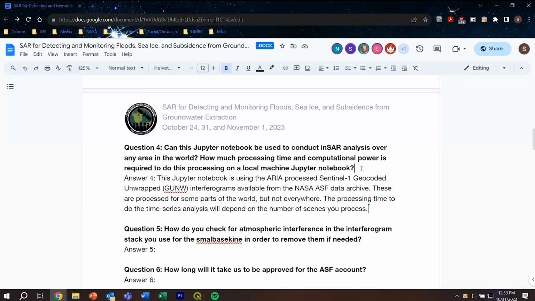The other thing is that these geocoded unwrapped interferograms are going to be one of the standard products from the InSAR mission. So while the Sentinel-1 geocoded unwrapped interferograms from the ARIA project are only available for limited areas, for the InSAR mission, they will be available globally.